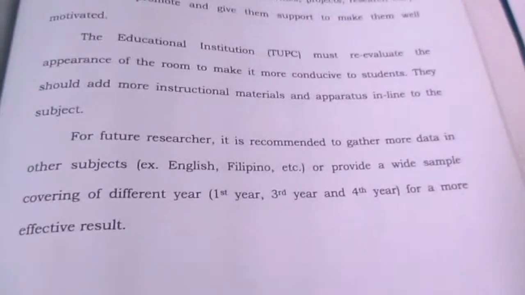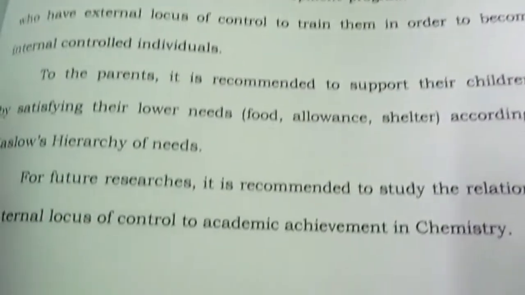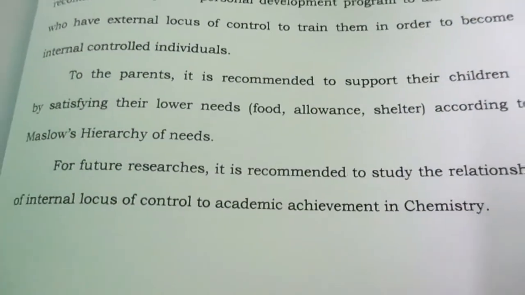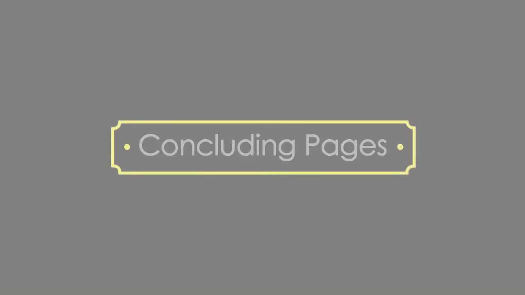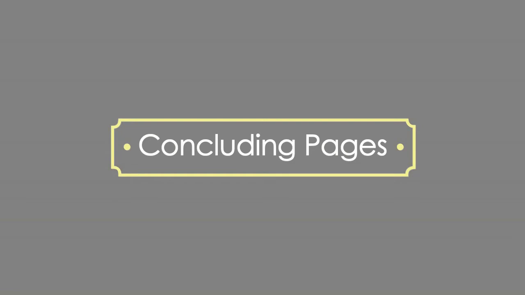The sectors addressed in the recommendation of research number 3 are all mentioned in the significance of the study. Research 1 and 2 address the sector of future researchers in recommendations but not mentioned in the significance of the study. The three research papers include bibliography or references and appendices in their concluding pages.